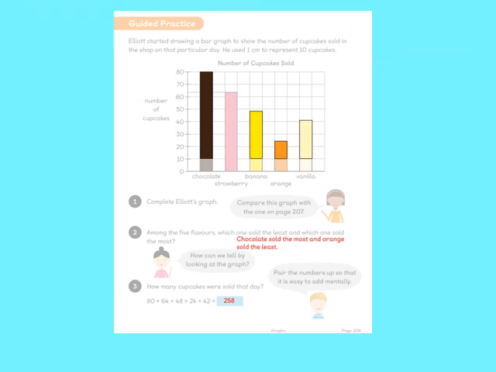Okay, so here are the answers, and hopefully your graph looks something like this. We can see that chocolate sold the most and orange sold the least, and the total amount of cupcakes sold that day, which we got by adding all those numbers together, was 258.